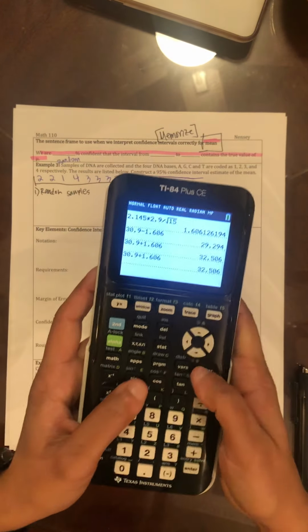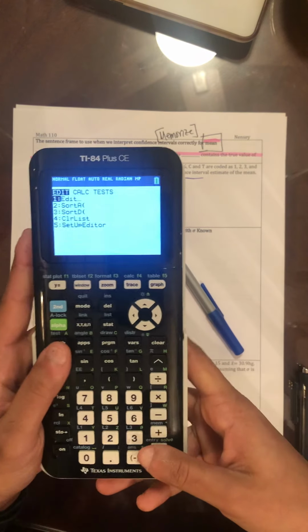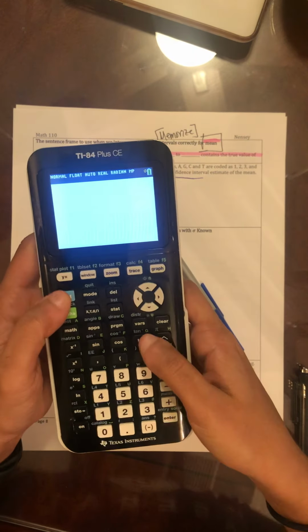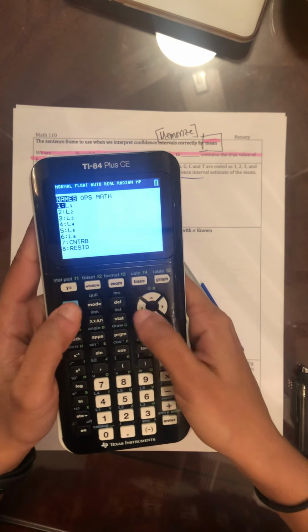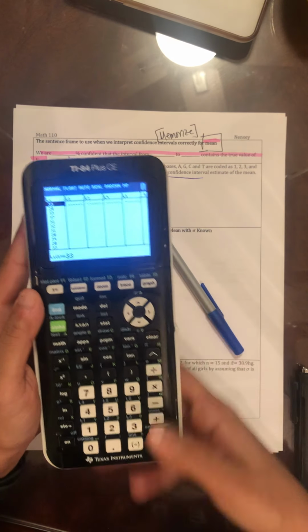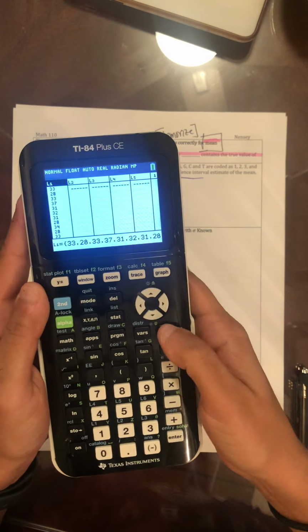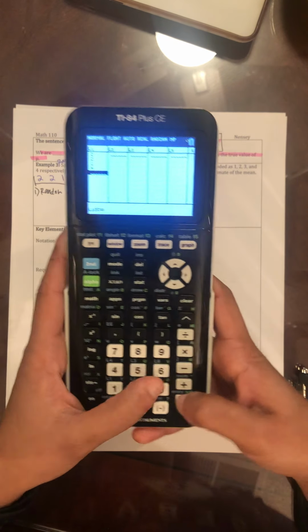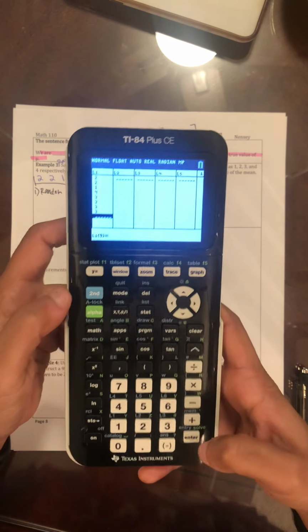If not, well, I have to type this out for this one, so what I did was I hit stat, edit, and I have to clear out my first list. So to clear it out, I highlight it and hit clear and enter. I'm gonna hit 2, 2, 1, 4, 3, 3, 3, 3.